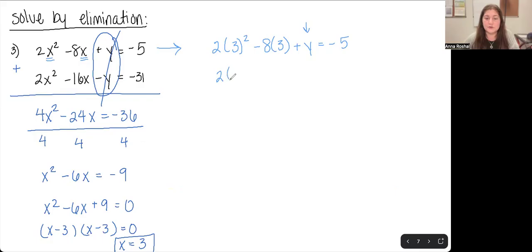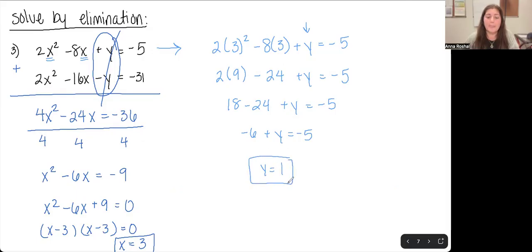So I'm going to have 2 times 9 minus 24 plus y is -5. 18 minus 24 plus y is -5. This is -6 plus y is -5. And then I'm going to add 6 to both sides, so y is going to be 1.